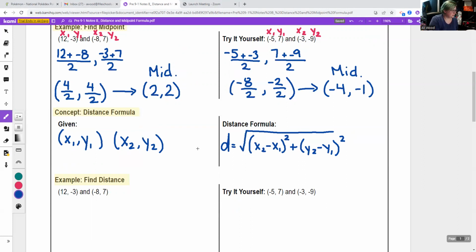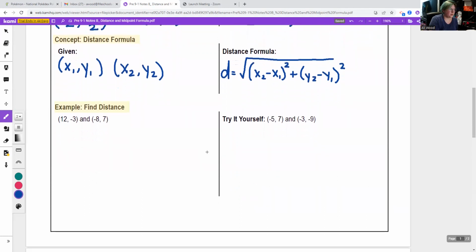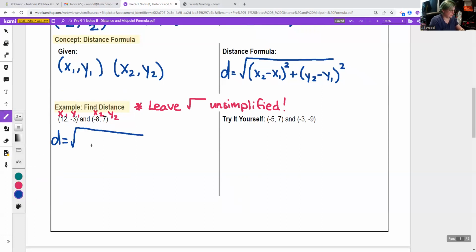All right. So now we're going to find them. And we are going to leave the square root unsimplified. So you do not have to break these down with a tree, which I'm sure you guys are going to be happy about. So first, label x1, y1, x2, y2. So d is equal to the square. Oh, that's a really weird square root.